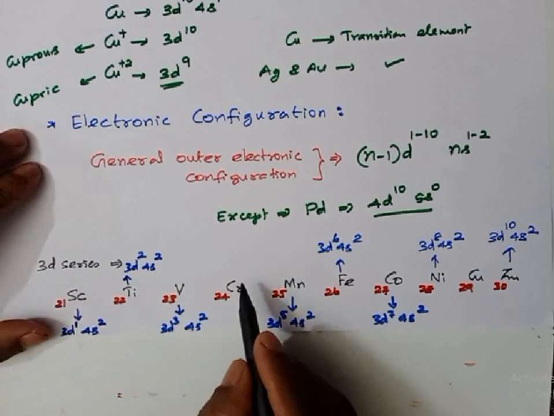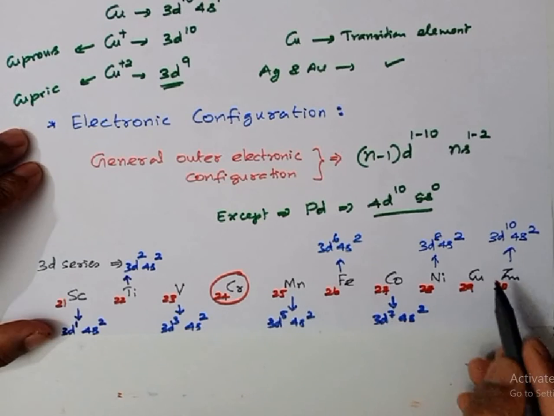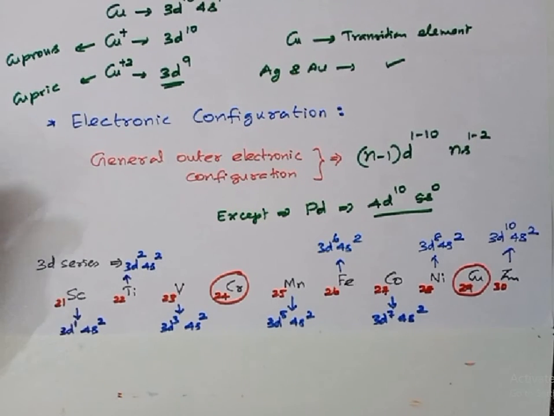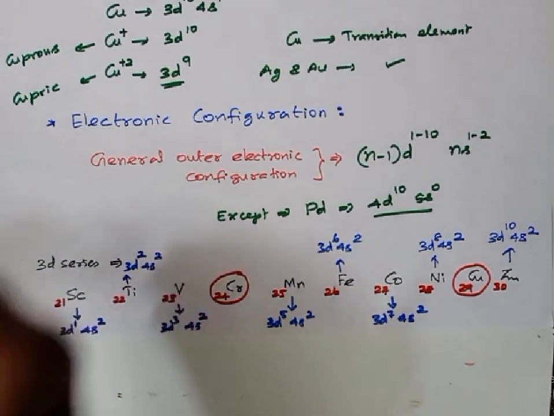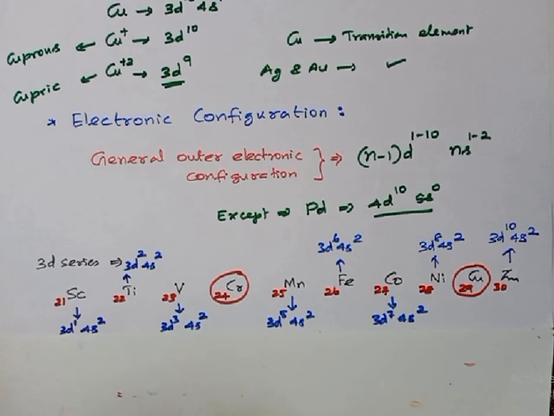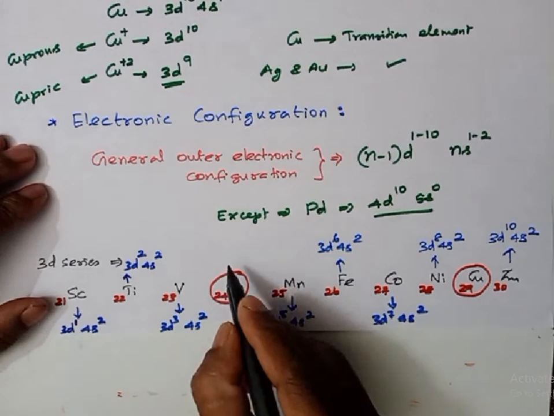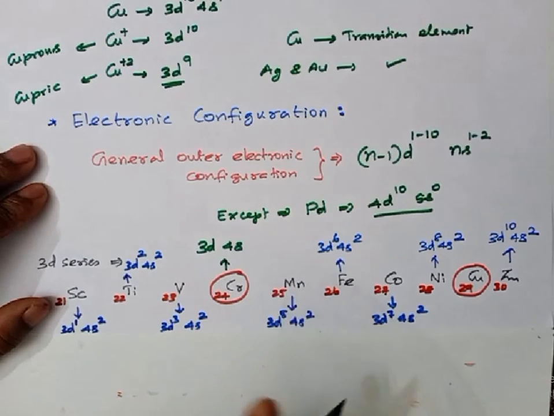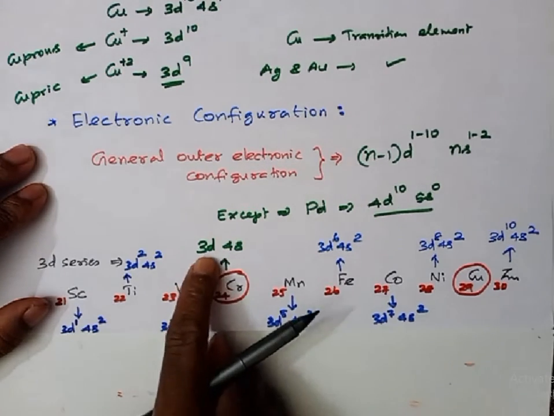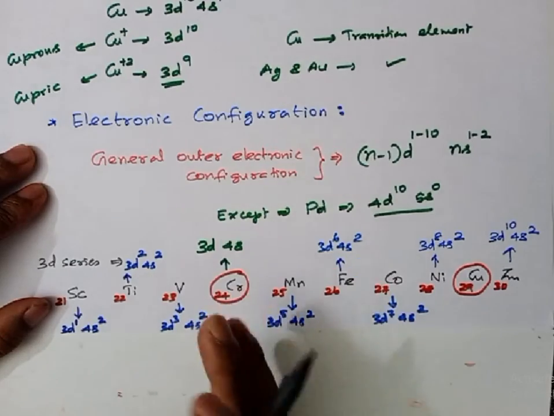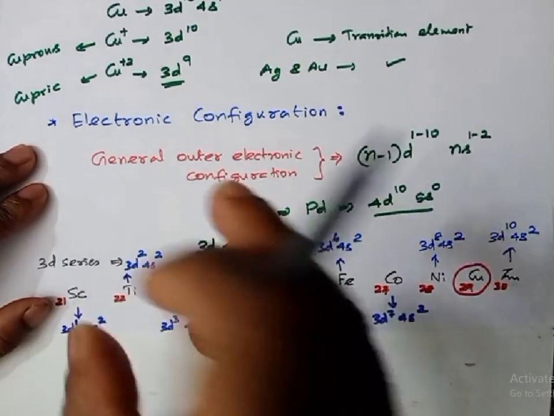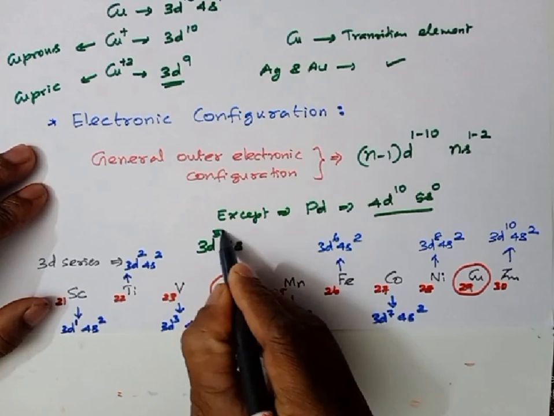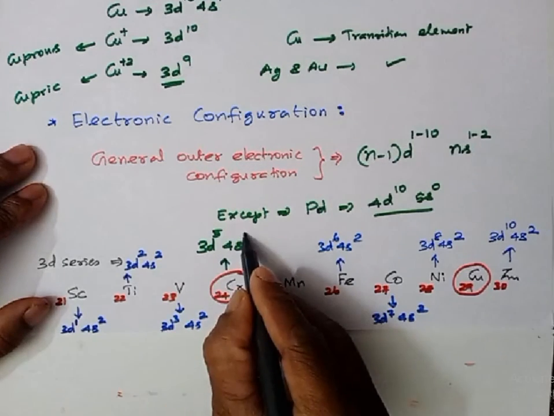I have told you that chromium and copper, these two are exceptions. Why? To get extra stability, their electronic configuration is slightly modified. The modified electronic configuration I'll write for chromium. What is expected? Expected is 3d4 4s2. But to attain extra stability, the d subshell becomes 5 and the s subshell becomes 1.